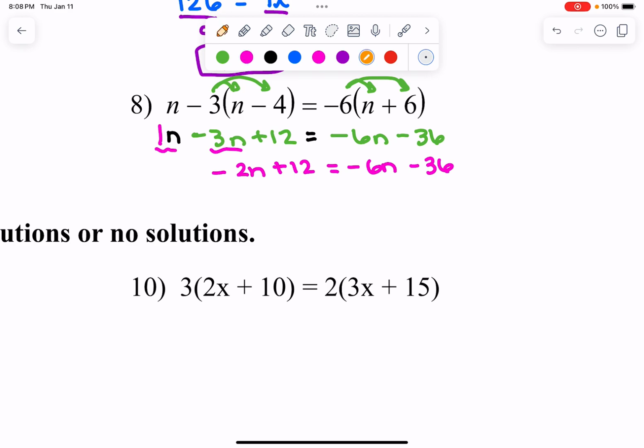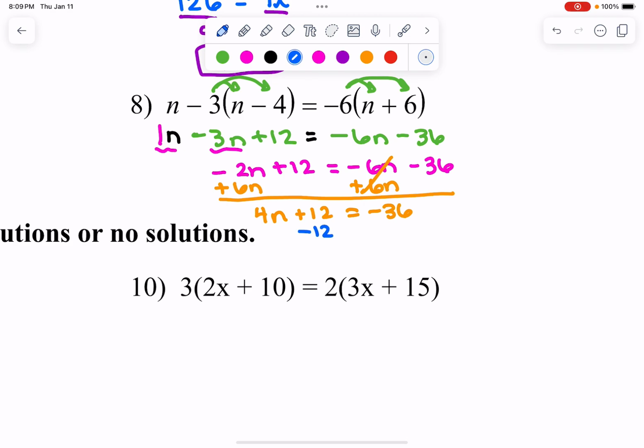We want to now move all the n's to one side. So let's add 6n to both sides. Negative 2n plus 6n is going to give me 4n plus 12 is equal to negative 36. And now we're left with a two-step equation. We can subtract 12 from both sides. And that's going to give me 4n is equal to negative 36 minus 12 is negative 48.